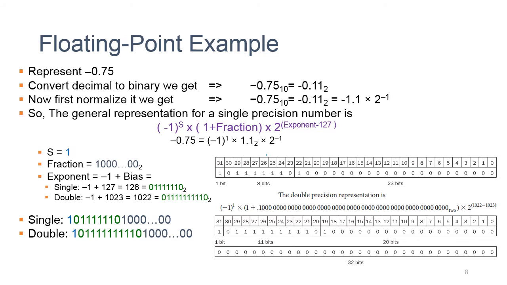And IEEE 754 uses a bias of 1023 for double precision. So for double precision, we add -1 to 1023 and we get an exponent of 1022, which is equal to 01111111110, and we put these 11 bits into the double precision table.